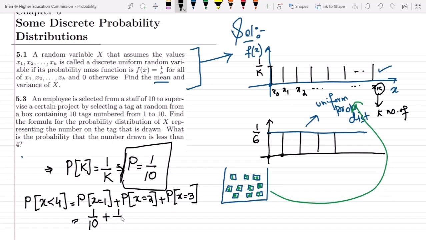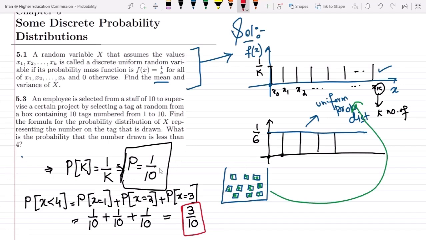Similarly here, what is the probability that x equals 2? That is also 1 by 10. And what is the probability that x is equal to 3? This is also 1 by 10. So adding them all together, what will we get? This will be 3 by 10, and that is basically the solution of question 5.3.